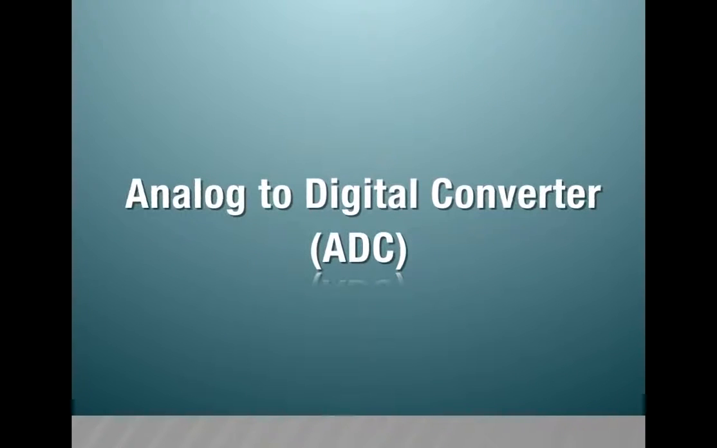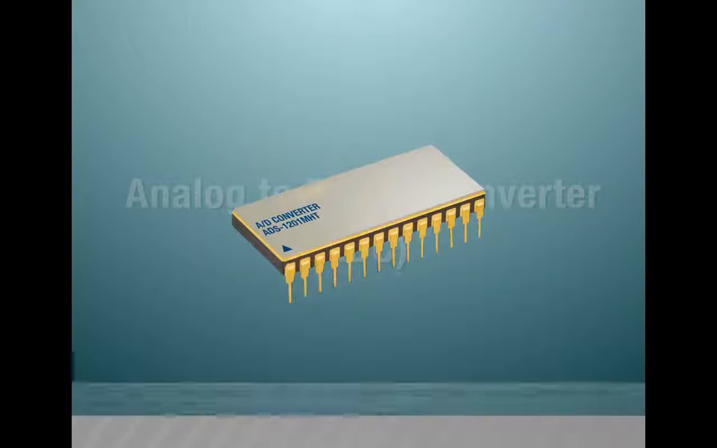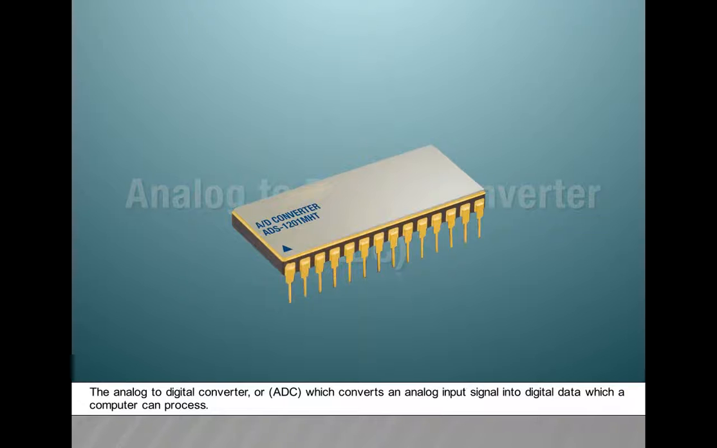Analog to digital converter, ADC. The analog to digital converter converts an analog input signal into digital data which a computer can process.